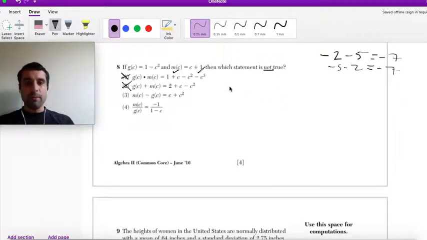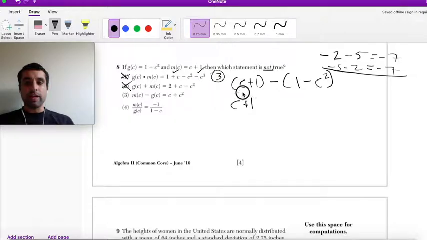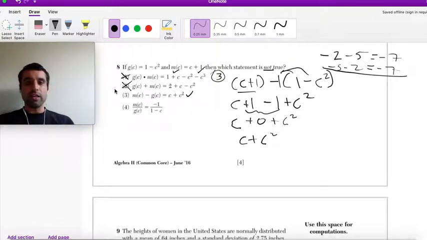So, m of c minus g of c. m of c is c plus 1, and again, this is for choice 3. Minus g of c. I must use the parentheses here: minus (1 minus c squared). I keep the first binomial the same. It's like distributing a negative 1 over these two, and the signs change. So it's minus 1 plus c squared. 1 minus 1 cancels out to be 0. So I get c plus 0 plus c squared. I don't need to write 0. c plus c squared, that's correct. And by elimination, I know my answer has to be choice 4.